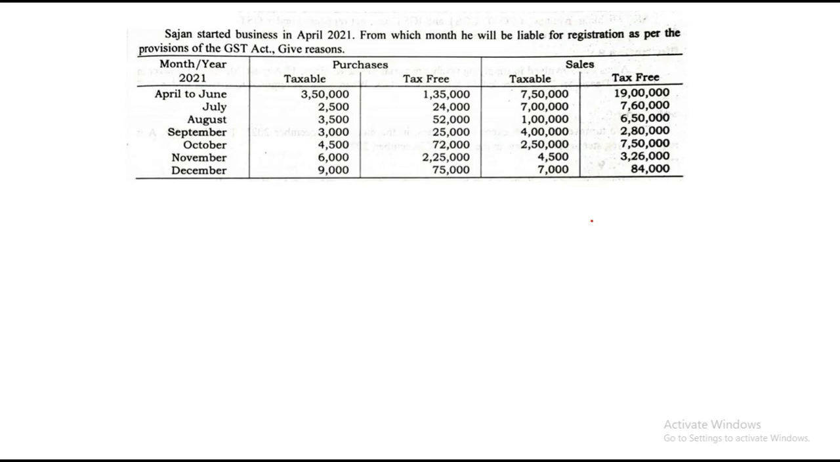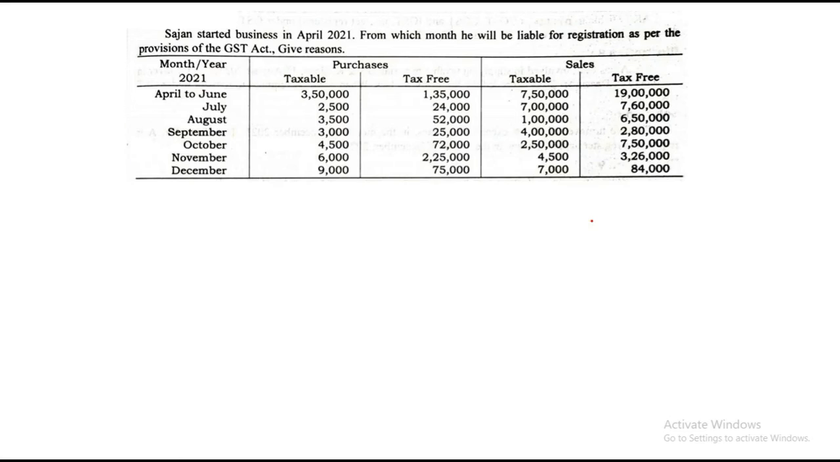Now, in such kind of sum, they have not mentioned whether it is goods or service. Always remember, whenever you get such kind of sum where you have purchase, sale, taxable, tax-free given, it is always to be assumed that it is supply of goods only. Since it is the supply of goods only, the threshold limit will be 40 lakhs for other category states. Since there is no state mentioned, we have to assume it is other category. So the threshold limit is going to be 40 lakhs.